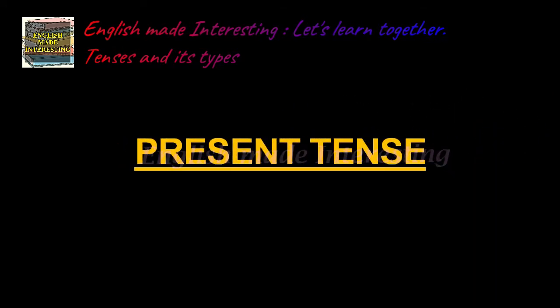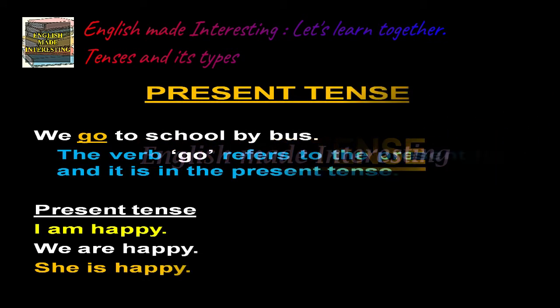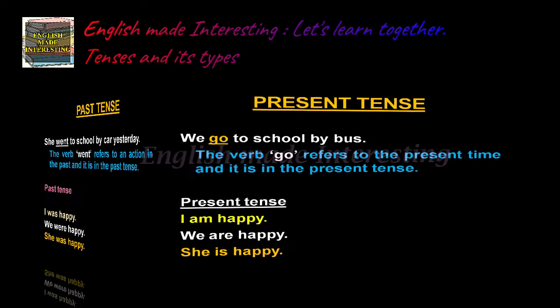Now, present tense. Example: we go to school by bus. The verb go refers to the present time, and it is in the present tense. I am happy. In the present, I am happy. We are happy. She is happy. So everything is in the present tense. At present, I am happy. We are happy. She is happy.